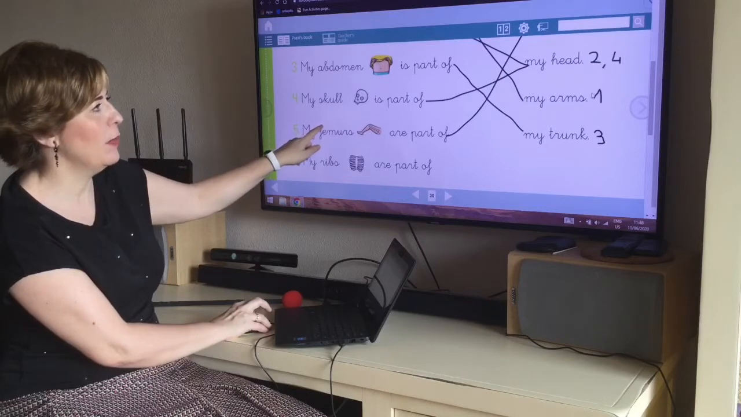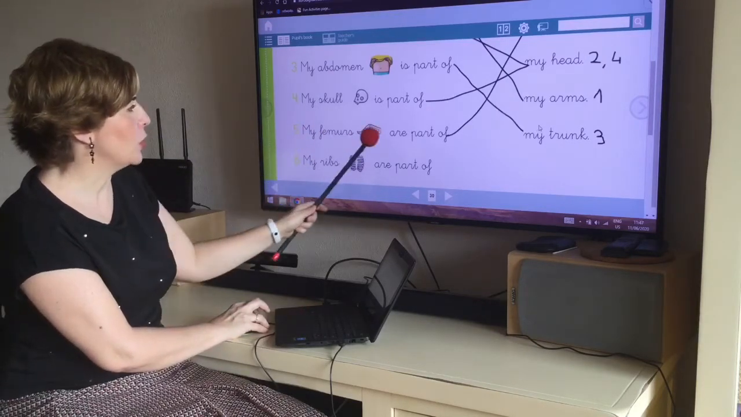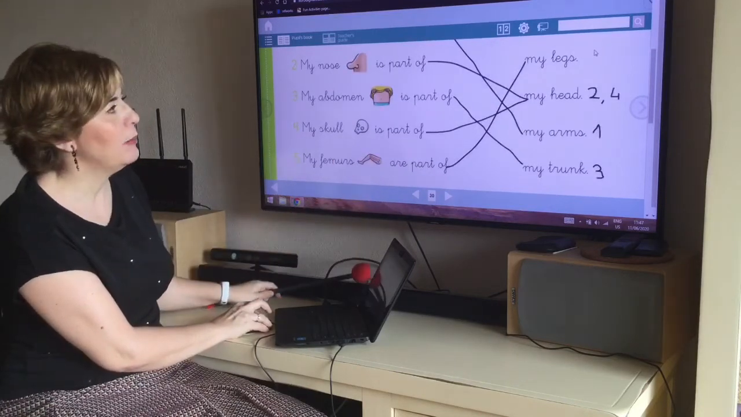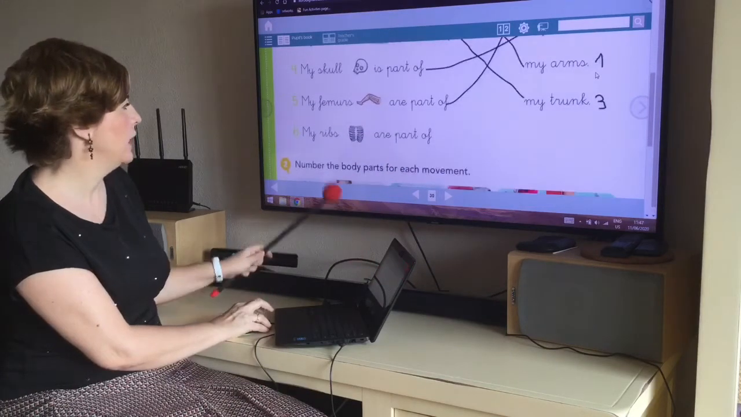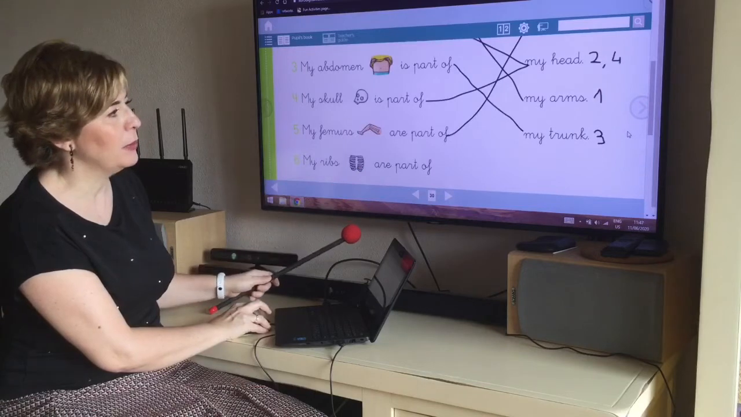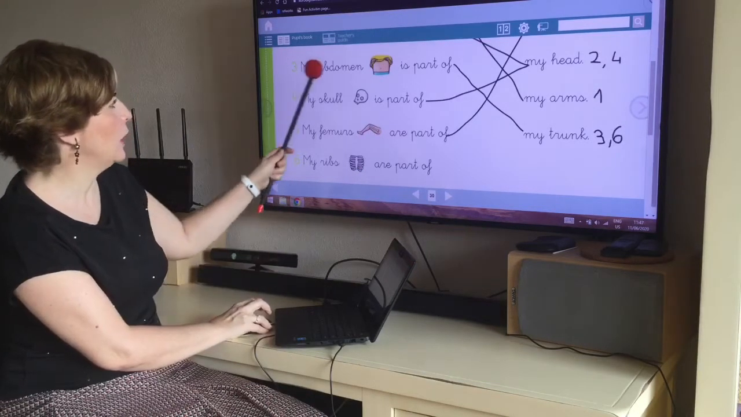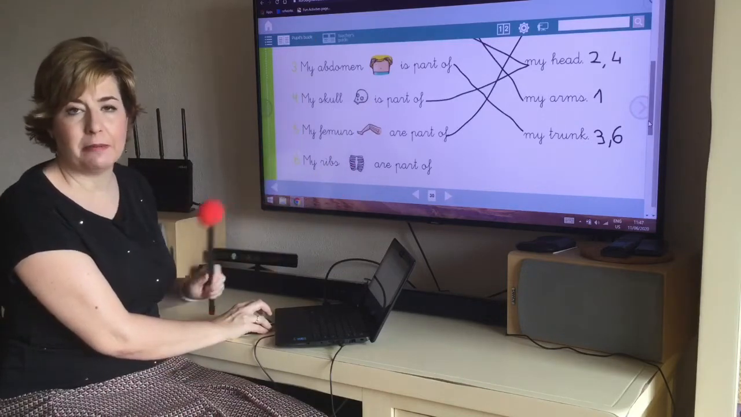We write a comma so we don't mess. My femurs are part of my legs. So here in legs, you write number 5, which is femur. And ribs are part of my trunk, so you write number 6 in trunk. So in trunk we would have abdomen and ribs. Abdomen and ribs. Okay?